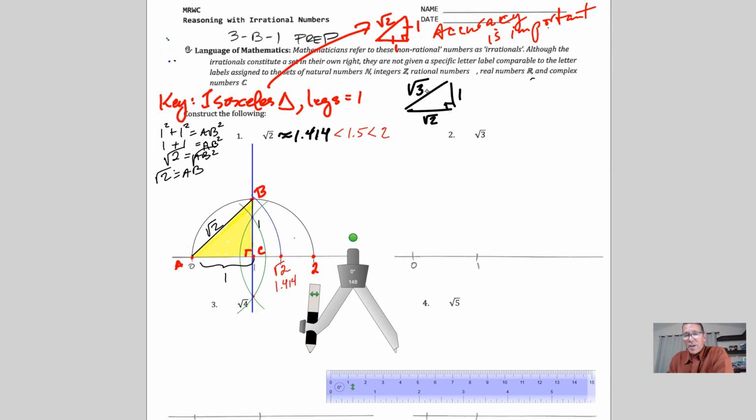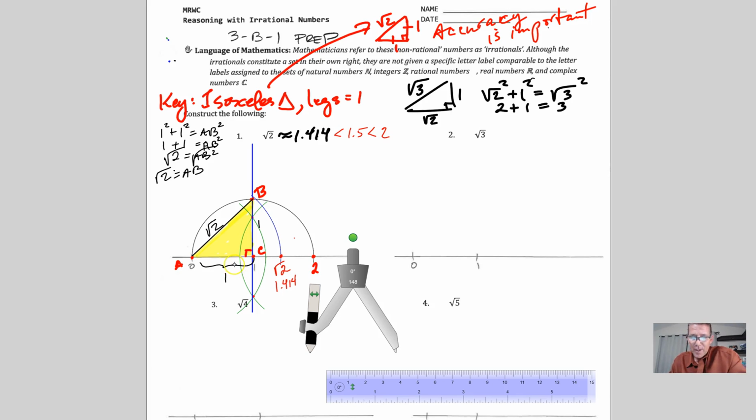So let me re-explain things. To get root 3, we're going to use root 2 and 1. The reason why is that if you square root 2 and add it to the square of 1, that's going to give you the square of root 3. Why? Because 2 plus 1 is equal to 3. So if the side lengths are root 2 and 1, and you can look at your previous notes because we've done all this before, we're going to get a triangle with a hypotenuse of length root 3.